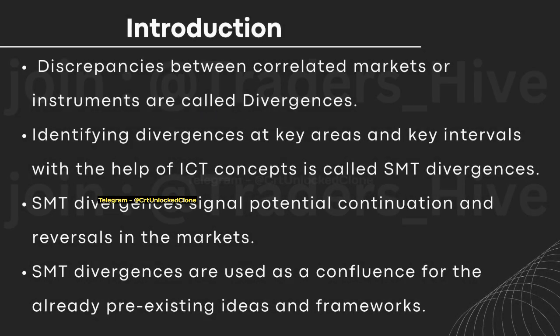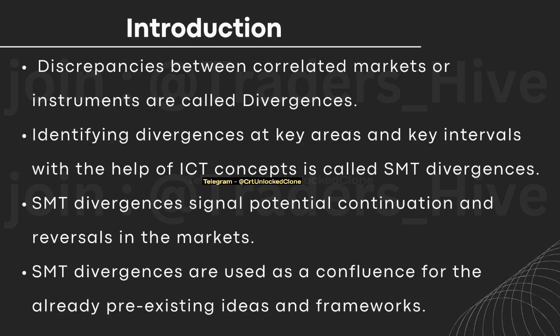So let's start. First of all, we have to be familiar with what a divergence actually is, right? Discrepancies or changes in structure between correlated markets and instruments are called divergences, right? A divergence is basically a difference and discrepancy in market structure and order flow between two closely correlated assets. This is what we call a divergence, right? Now, when we are actively identifying these divergences, discrepancies and variations at key levels and intervals, then that means we are using SMT divergences.